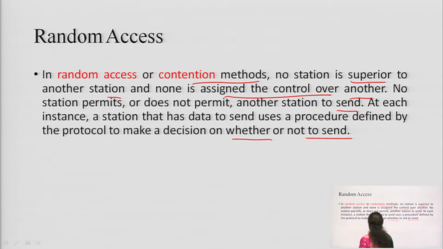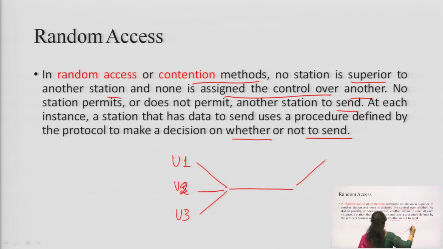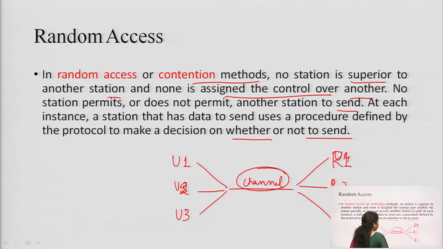Let us say there are 3 users. This is user second, this is user third. They want to access a common channel. Then this is user 4, this is receiver 1, this is receiver 2 and this is receiver 3, and this is the channel shown over here. Now, there is no control on this network over whether the first user will transmit the data, then the second user, then the third user; a proper numbering or sequence is not decided. It is all random in nature.